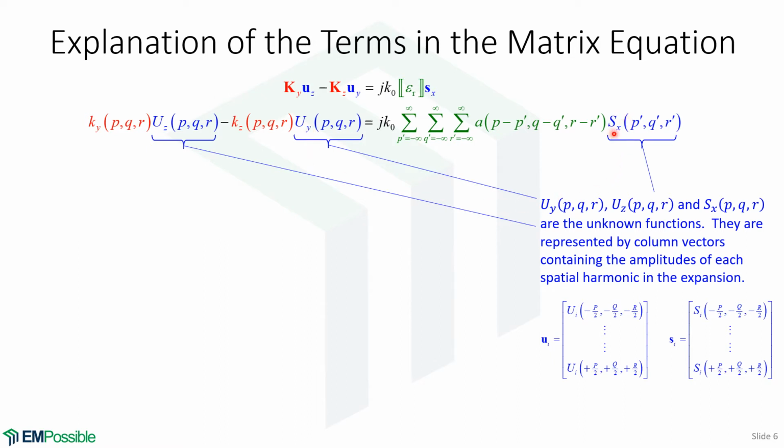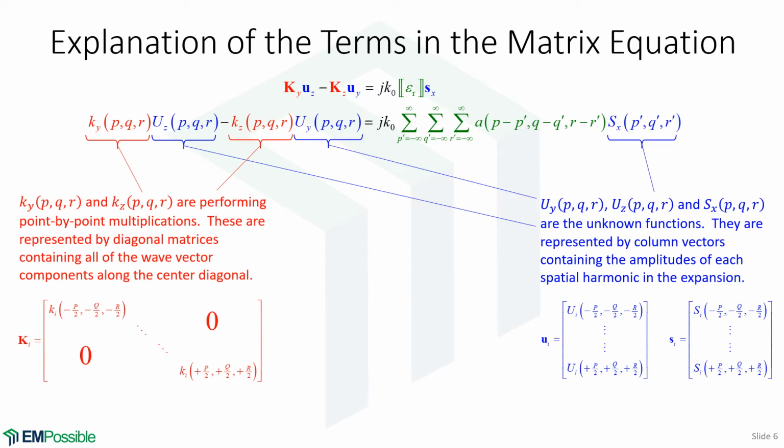And likewise, here's the X component of the electric field part of our plane wave expansion, and we can store all of those in a column vector as well. But at first, they're unknown. So really, we want to somehow solve all this to figure out what those are. But they are column vectors.